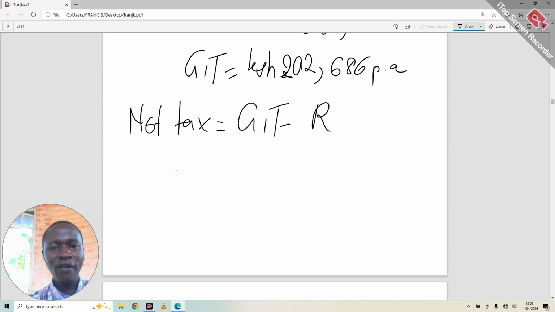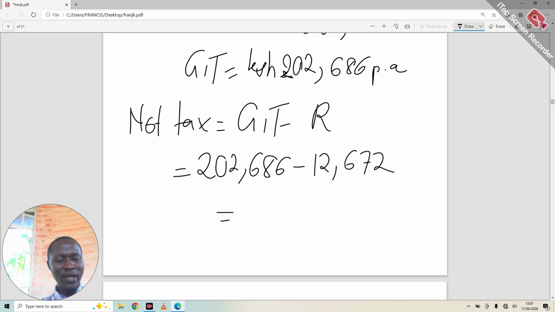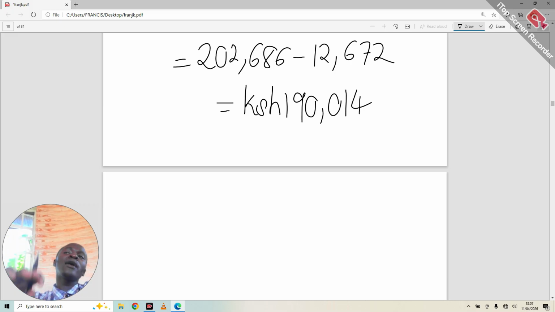So let's have our gross tax, which is 202,686 minus our relief, which is 12,672. So what are we having? 202,686 minus 12,672. We are having our net tax. That, remember, the net tax is annually. So we are having 190,014 Kenyan shillings. So after getting the net tax, then we can get the net income.